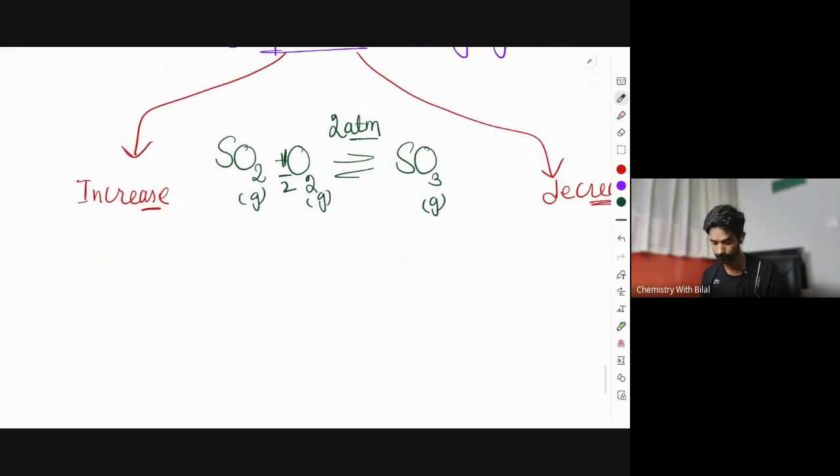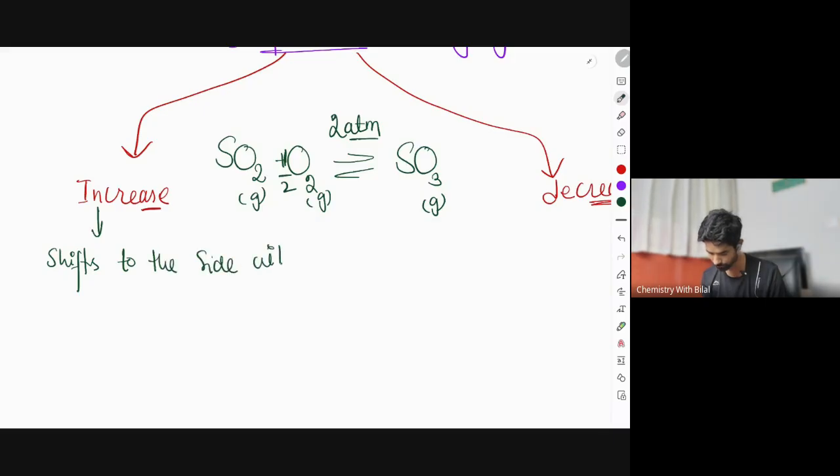Less moles नहीं लिखना. So कहाँ जाएगा? Increase shifts the equilibrium to the side with less number of moles of gases. ठीक है, तो उस तरफ जाएगा जहां पे गैस के मोल्स क्या हैं, कम है.